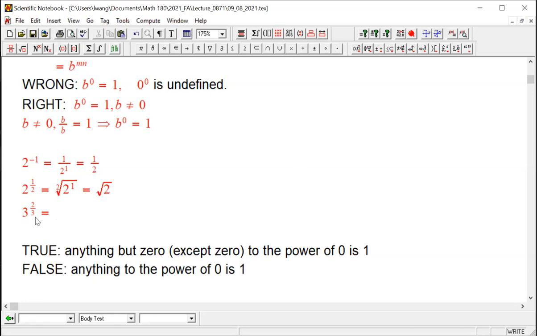All right, so what is 3 to the power 2/3? Well, that's how we make it. Base 3 goes here. The fraction is the exponent. The numerator of the exponent, 2, goes here. The denominator goes here. So this is really just the cube root of 9.